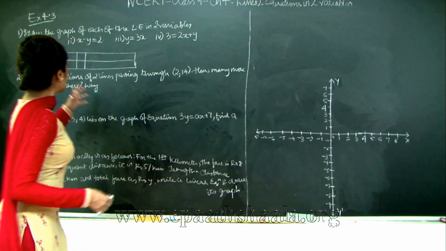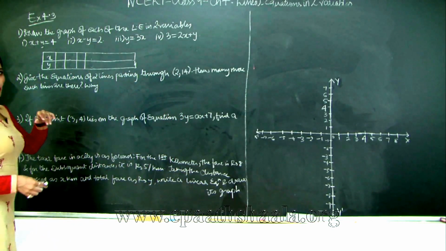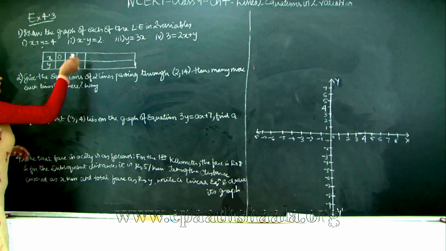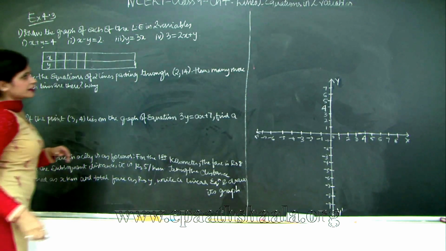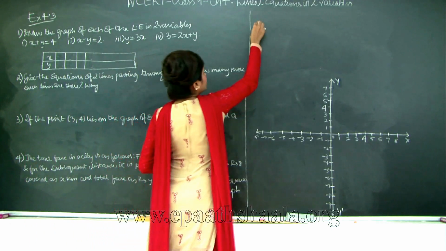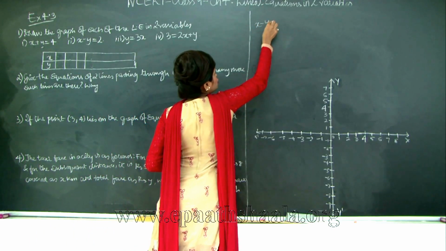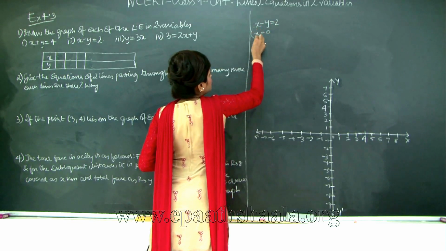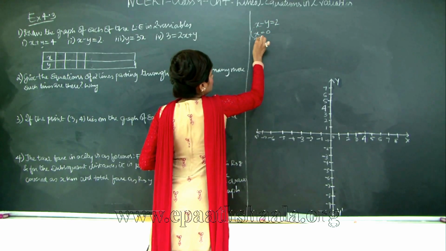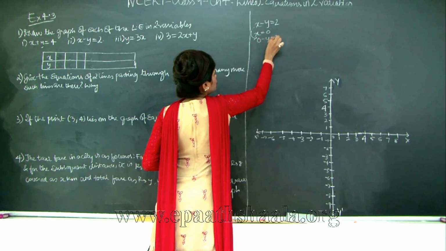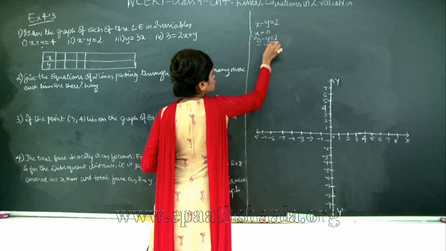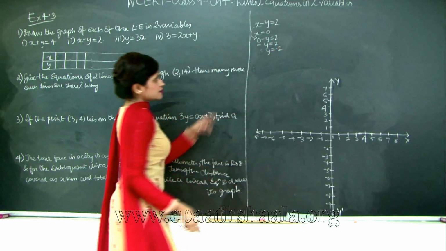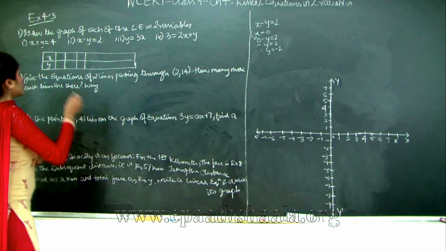Alright. So, x minus y is equal to 2. If I take x as 0, we have a negative value. So, let us solve. When x is equal to 0, what do I get? My equation becomes 0 minus y is equal to 2. Therefore, minus y is equal to 2. Therefore, y is equal to minus 2. So, what are my coordinates? 0 and minus 2.